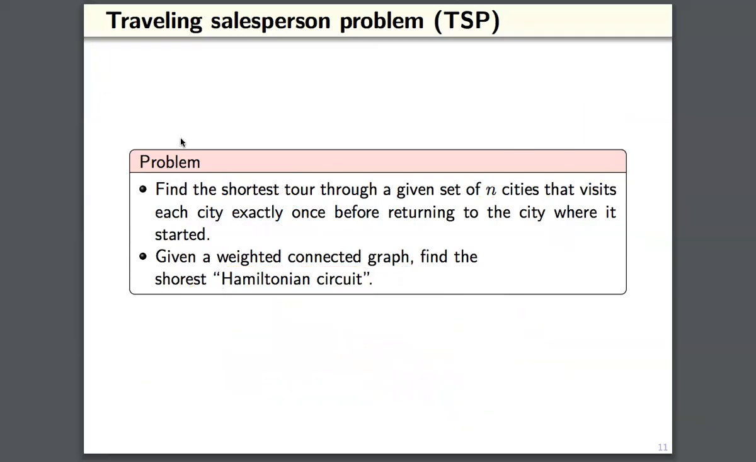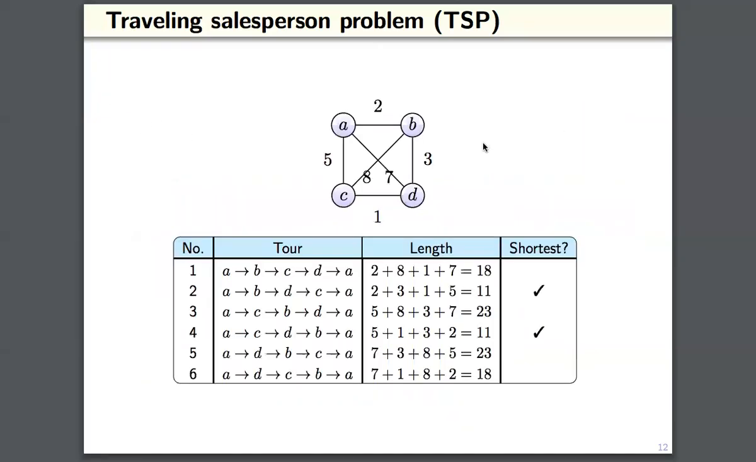Okay, so let's take a simple example. There are 4 cities, A, B, C, D, and the distance or say the cost associated with these edges are given, right? 5, 8, 7, 2, 3. And so we have shown all possible edges, and there are no more edges.